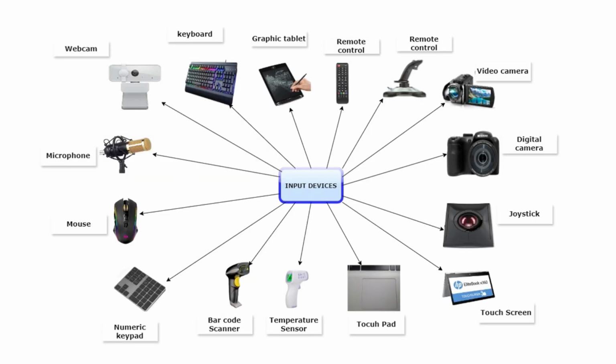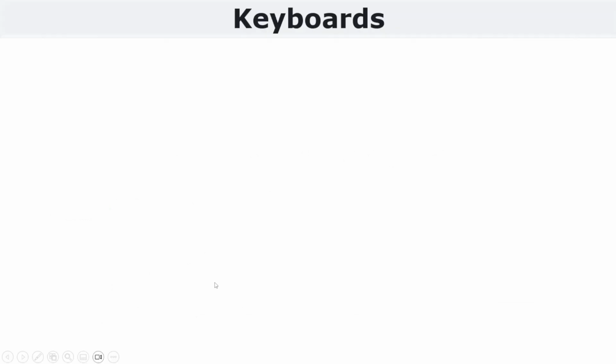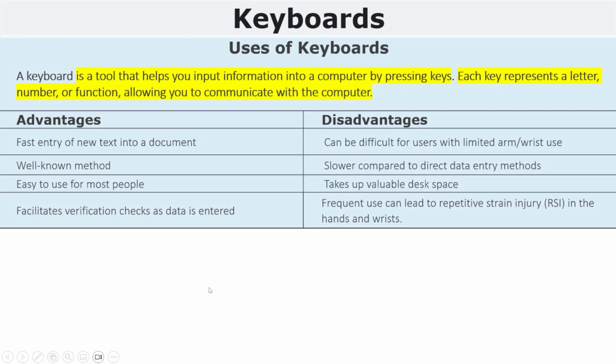All right. Now, this is a more detailed input device list, capturing every single input and output device you need to know as far as the syllabus is concerned. So we take the very first one, which is keyboards. We all use keyboards every day, and they help us to enter or input information into a computer system by pressing on a key, a letter, a number, or some functions.